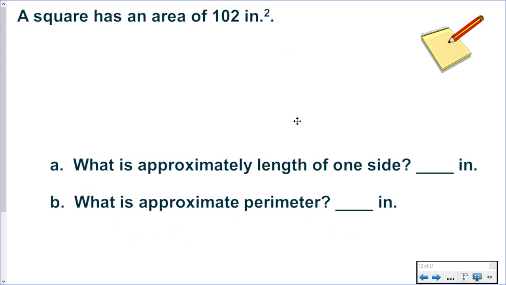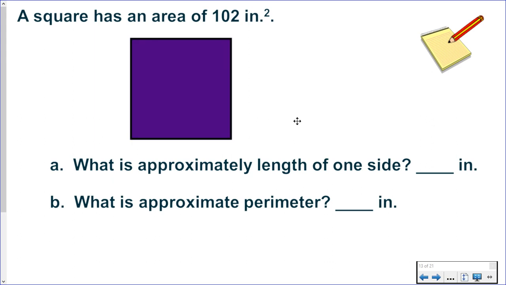The next example, we have a square has an area of 102 inches squared. So what is the approximate length of one side? What is the approximate perimeter? So first of all, I'm going to draw my square, and I know that the area is 102. The way I find the area is multiplying each side x times x, and that will get me x squared equals 102. So how do I find the length of that side?